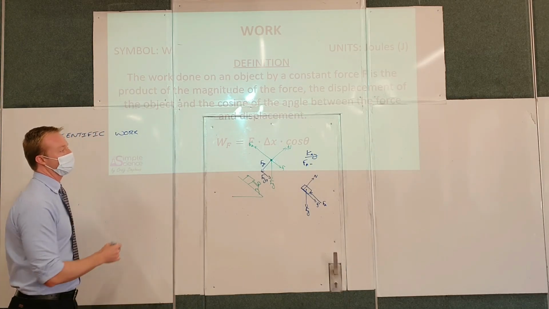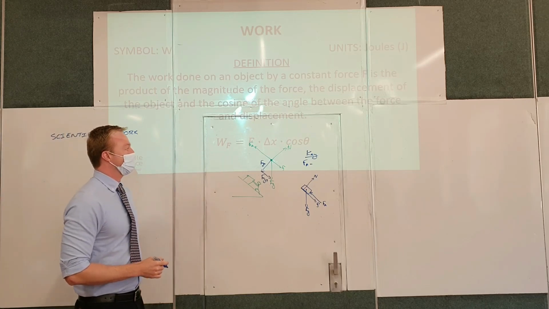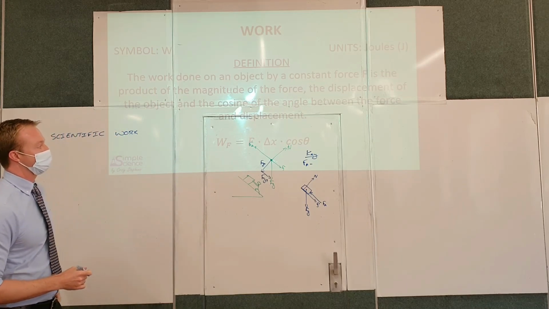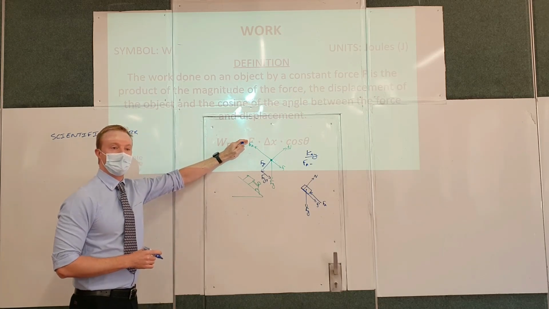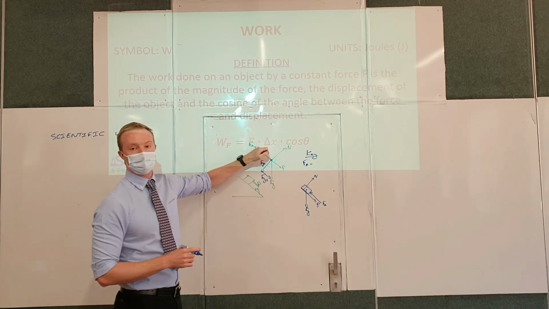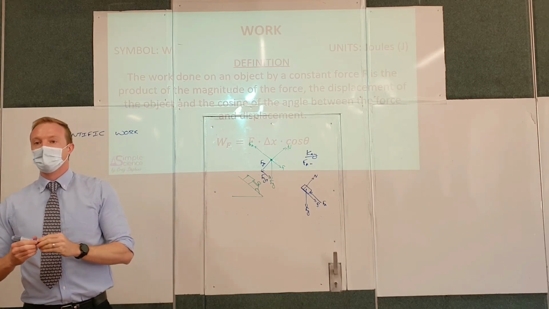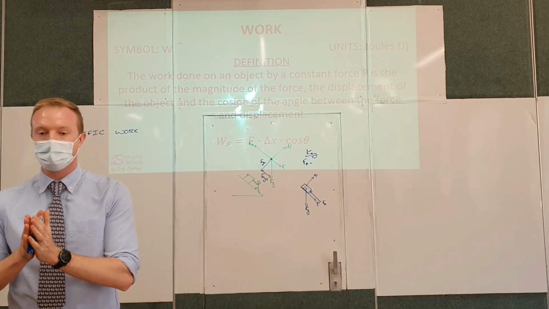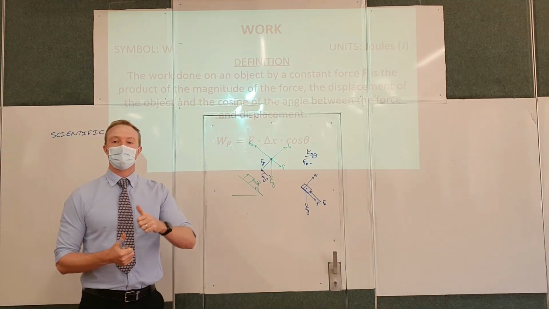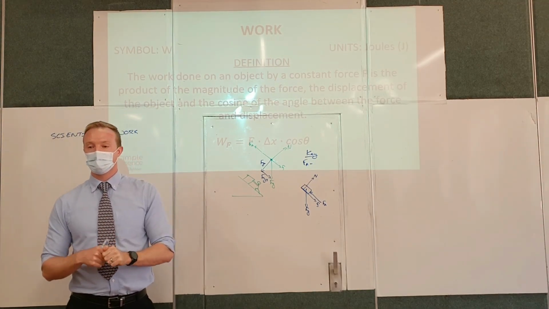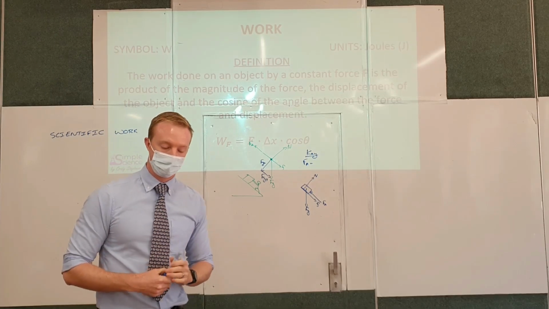The definition, basically explained by this formula here, says that work is done when a force is applied on an object and that object moves in the direction of the force. So that's why I've taken a lot of time here to specify that scientific work is only done when a force is applied and the object moves in the direction of the force.